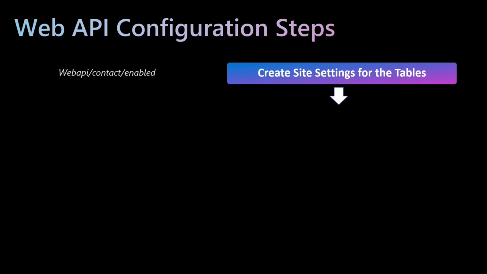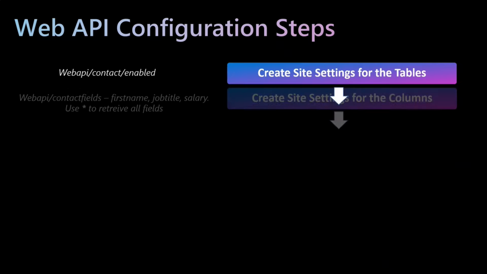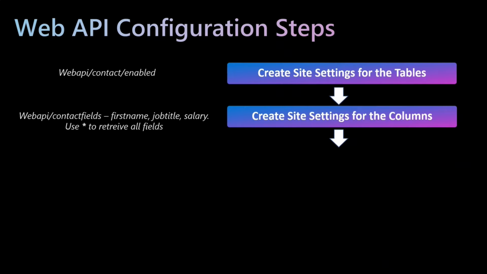Now for that table, what columns do I want to retrieve? The second site setting is for the columns. So let's say for the contact table, I want to retrieve first name, job title, and salary. So I have to mention these column names in comma separated form in this particular site setting. Or if you want to retrieve all the columns, then you can put an asterisk instead of mentioning individual column names. But you should always avoid using asterisks unless it is really required.